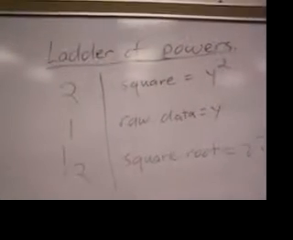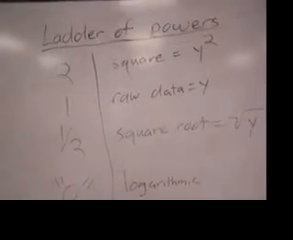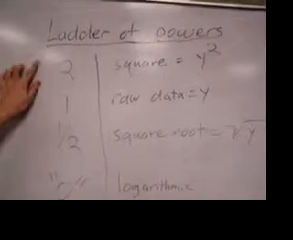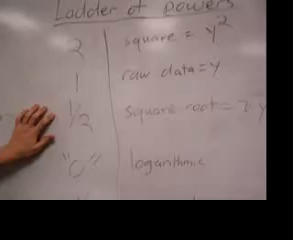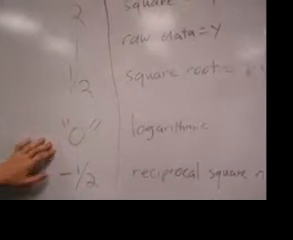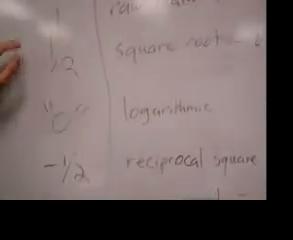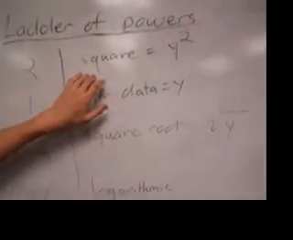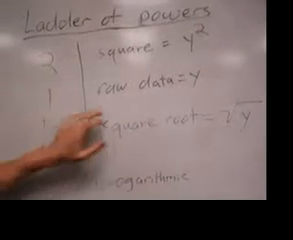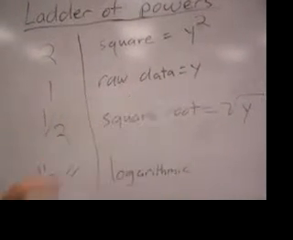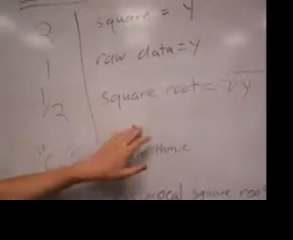To do this, you can change the data in a number of ways. This is called using the ladder of powers. So you have 2, 1, 1/2, what we call the 0 power, the negative 1/2, and then the negative 1 power. For the 2, you square it, so you take your y value and square it. The 1 power is just your raw data, you don't change anything. For 1/2, you take the square root of it.